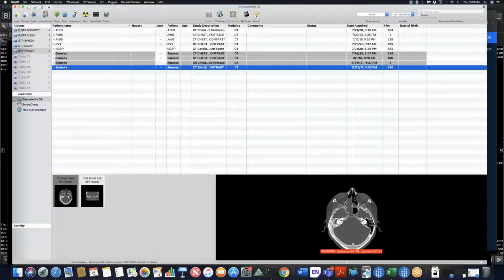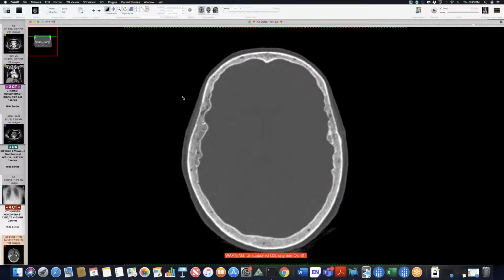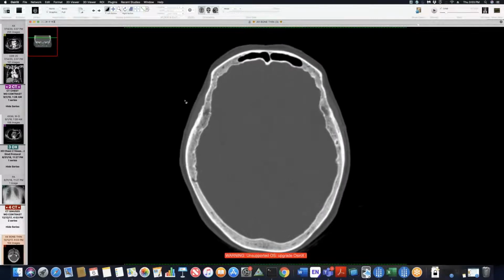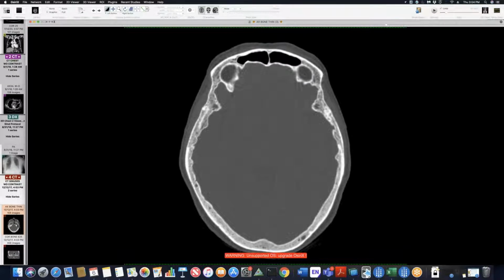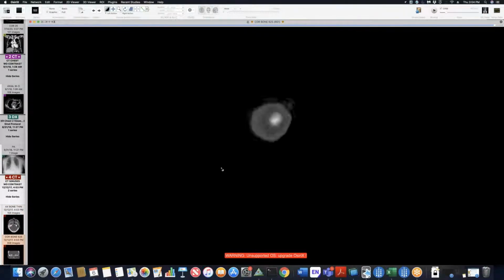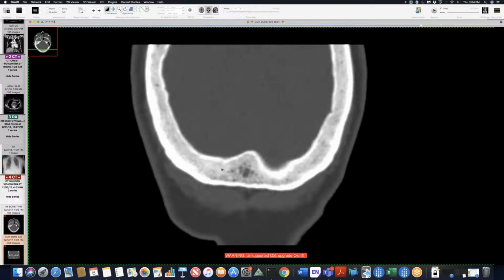Start off with this one. This is a patient, and she is in her 60s, and this was a CT. This is when she presented to our institution back in 2017 with sinusitis. So show her sinuses CT.